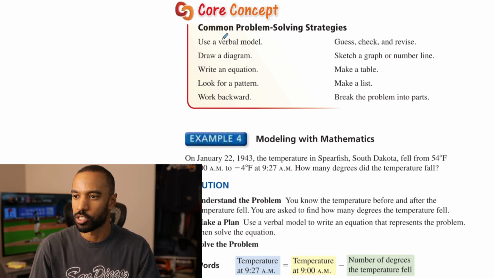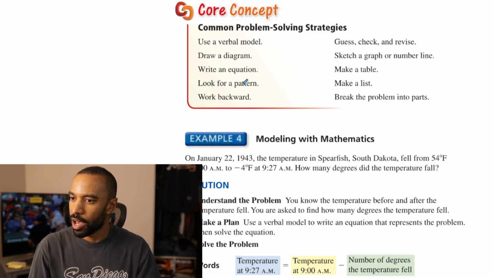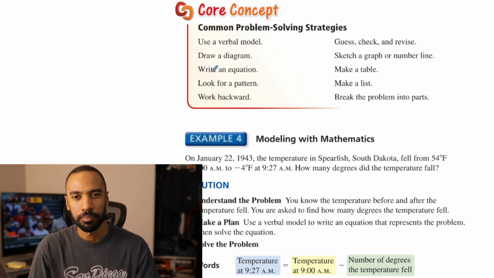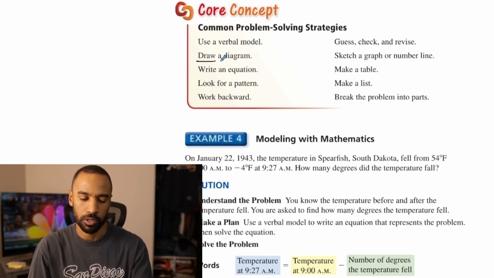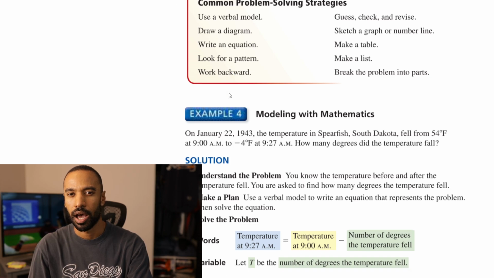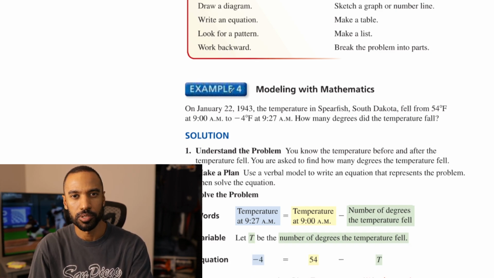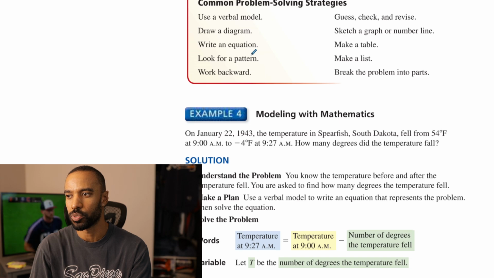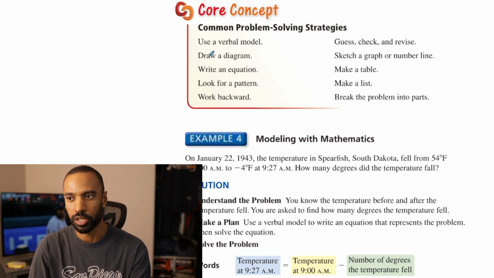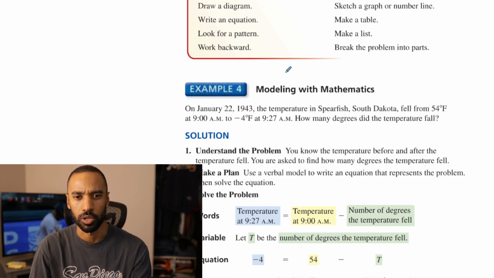Common problem-solving strategies. I'll let you look through that. I probably said some of these already. Drawing a diagram is a good one. I'll say when in doubt, draw it out, depending on the situation. That's especially going to be true for geometry problems. It's true for a bunch of problems. We'll see them. But take a look at that. These are good common strategies as a whole.